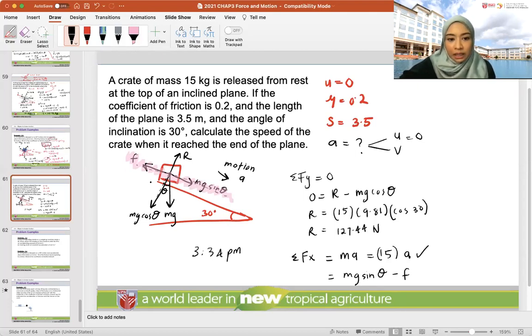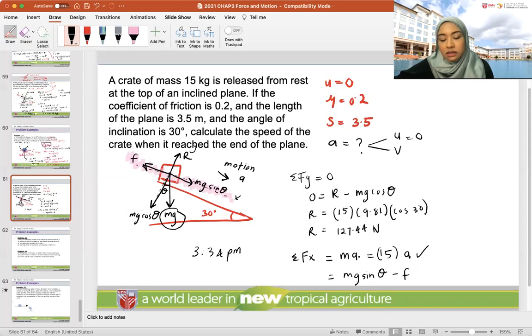Sebab kita nak apa yang ada dalam x-axis sahaja. Macam mana saya nak tahu apa yang dalam x-axis? Saya kena resolve apa-apa vektor yang bukan dalam axis supaya vektor ni dalam axis lah. Dan tadi mg kita bukan dalam axis x, bukan dalam axis y. So saya kena resolve dia supaya semua dalam axis, baru kita boleh masuk dalam equation. Okay. So Amirul, stay with me.